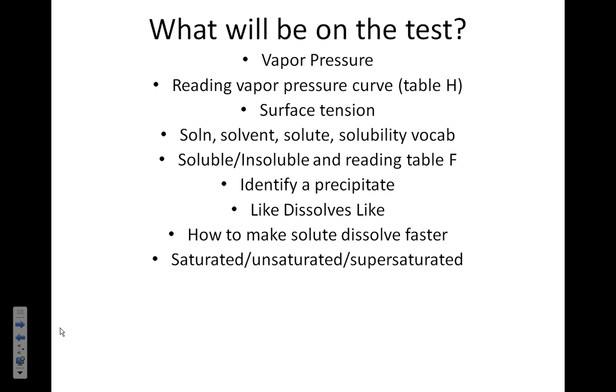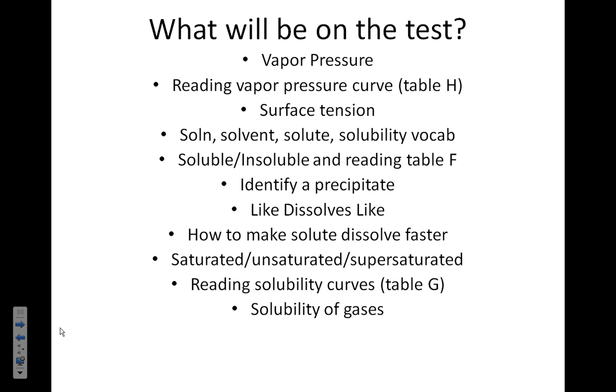The words saturated, unsaturated, and supersaturated, what those words mean, and going along with that, reading solubility curves. Table G, and remember, Table G, it's the solubility curve with all the crazy lines going all over the place. The key to working with that curve correctly is to focus in on the one compound that's being asked about, find that line, and then essentially ignore the rest of it.